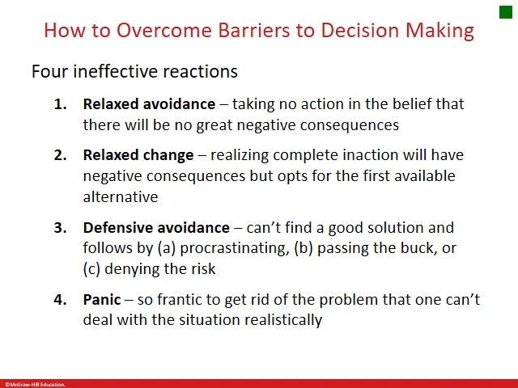Defensive avoidance is when you can't find a good solution, and this is followed by either procrastinating, passing the buck, or denying the risk. And then finally, you can reach panic. This is being frantic to get rid of the problem that one can't deal with when the situation can't be dealt with realistically. These are the 4 defective problem recognition and problem-solving approaches that act as barriers when you must make an important decision in a situation of conflict.